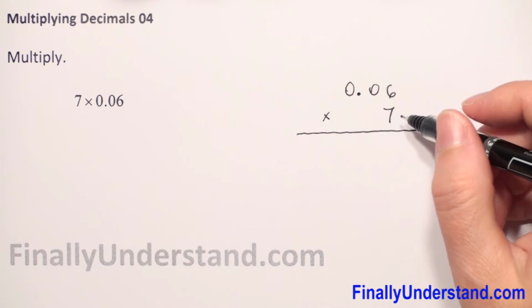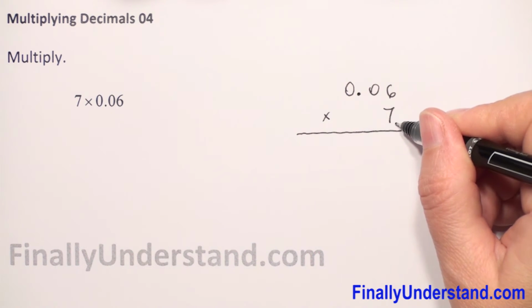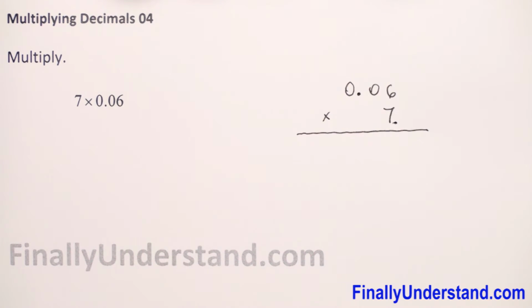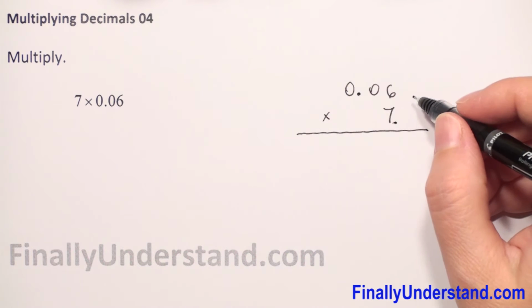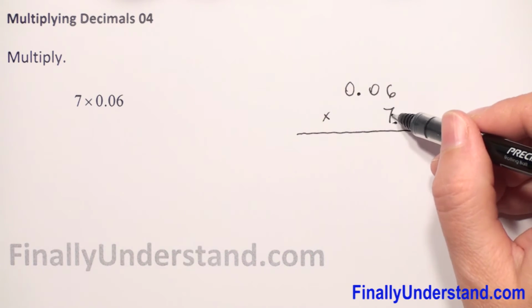When we don't have a decimal point, it means it's always at the end, because 7 doesn't have one, so the decimal point is at the end. So we can write the decimal point. And now how do we multiply? Like I said, the same as we multiply whole numbers. So we have to multiply every number on the top by 7.